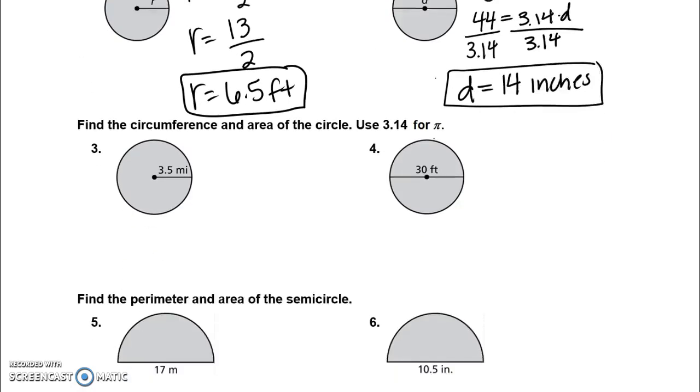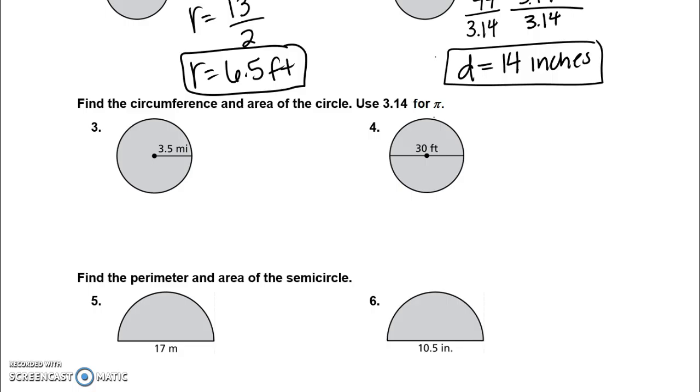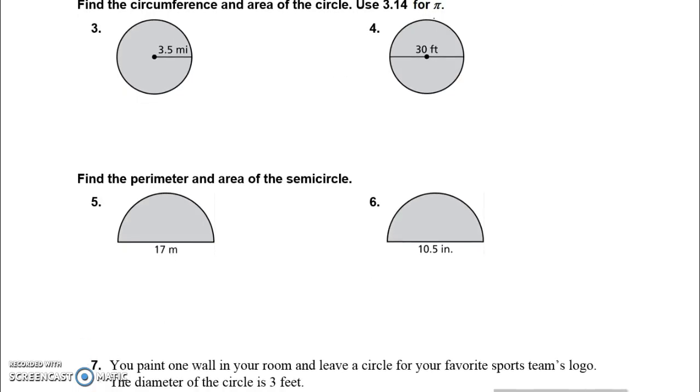Number 3, find the circumference and the area of the circle. So circumference, I'm given the radius, so it's 2 times pi times r, and that is equal to 2 times 3.14 times 3.5. If I plug that in my calculator, I get 21.98 miles.